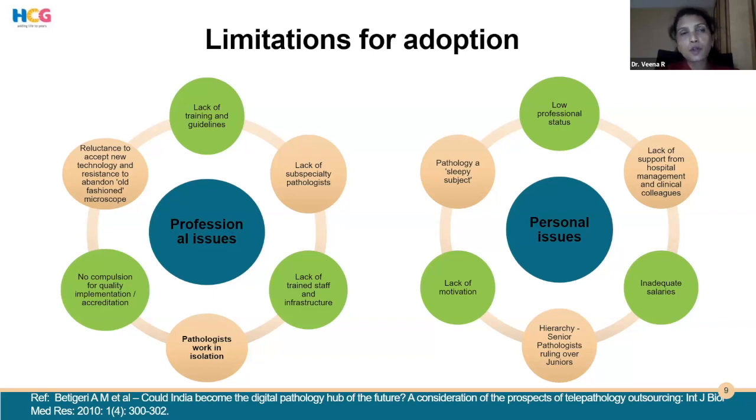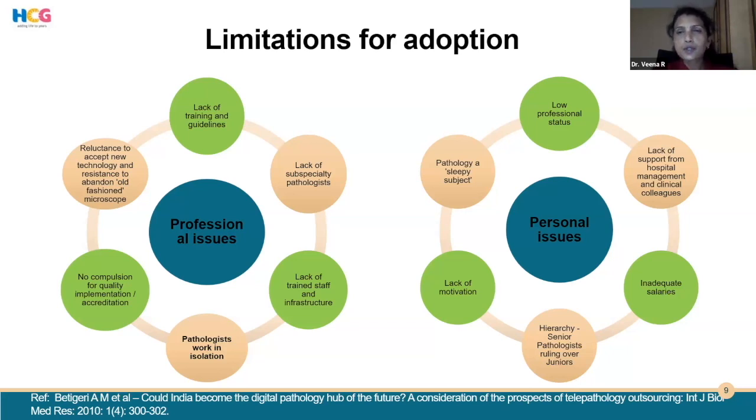So this is one of the important things. Radiologists accepted digitization, but we pathologists are still talking about it. We are reluctant to accept any new technology, and we still want to continue with our microscopy. And there was no compulsion. Nobody said that you should use digitization. So we continued to do what we were comfortable with.